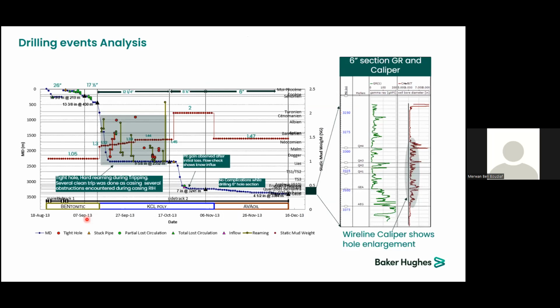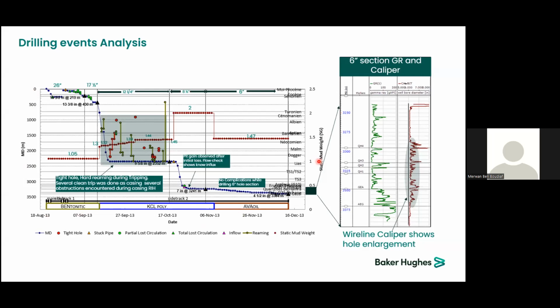First thing we are doing is the drilling events analysis. Usually we are presenting it through this type of diagram. You can see on the x-axis the dates, like the advancement of drilling through time. On the y-axis on your left, you have the measured depth, which is also represented by this blue line here. On the y-axis on the right side, you have the static mud weight that was used for drilling, and this is represented by this red curve here.